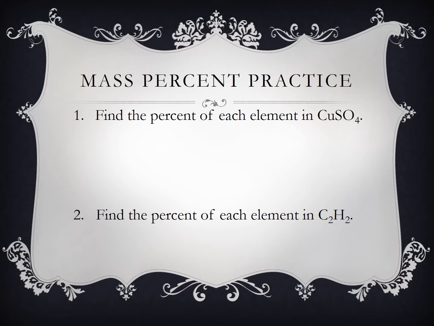Alright, so time for practice problems. You want to find the percent of each element in copper sulfate, CuSO4, and find the percent of each element in C2H2, which is acetylene gas or ethylene gas.